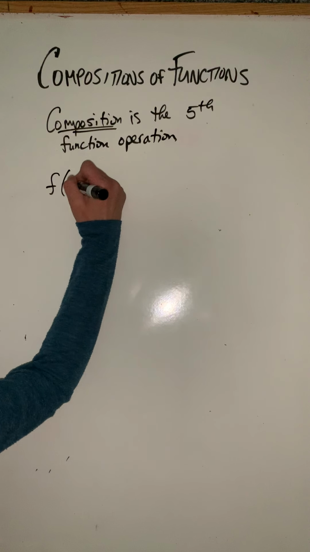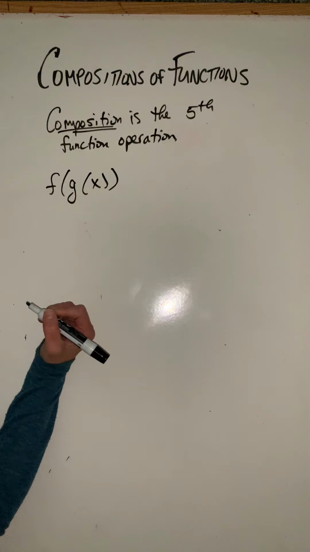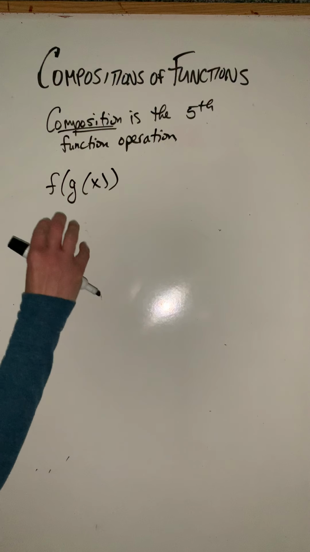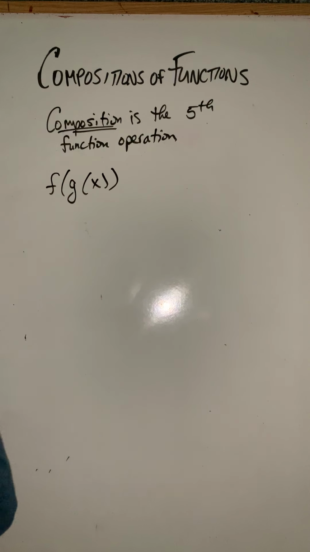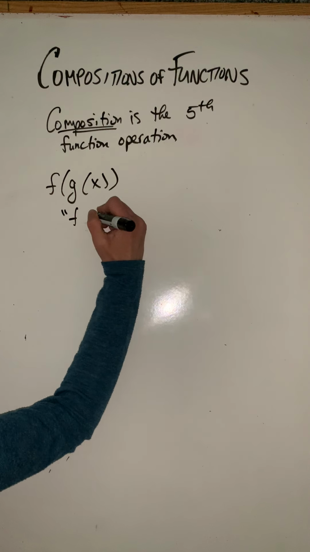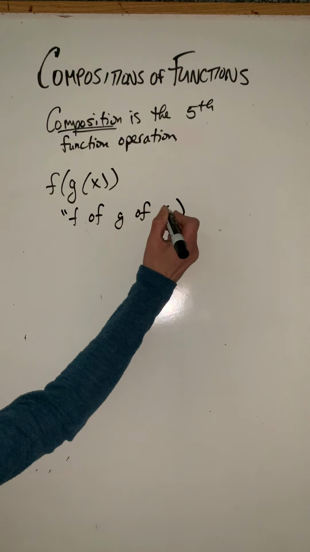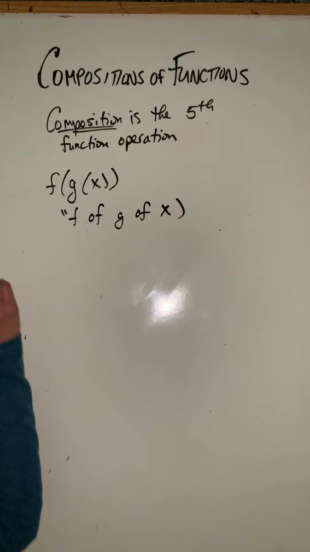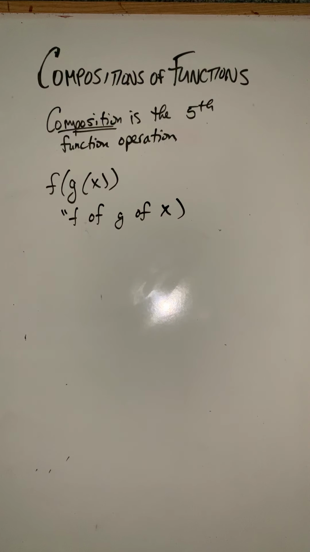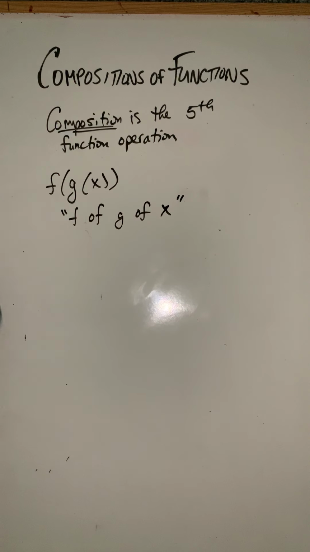And a composition is going to look something like this, okay? All it is, is that we're evaluating one function using another function. So it's simply a function within a function. This is read as f of g of x.